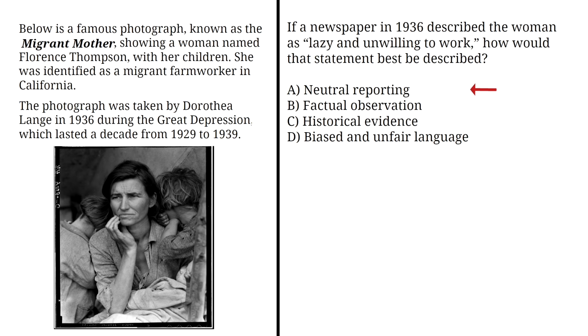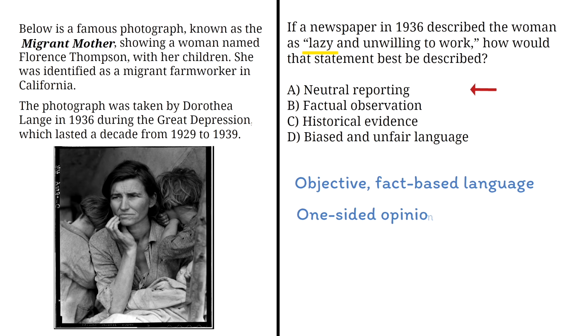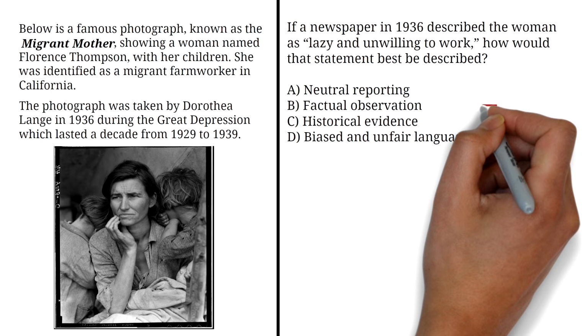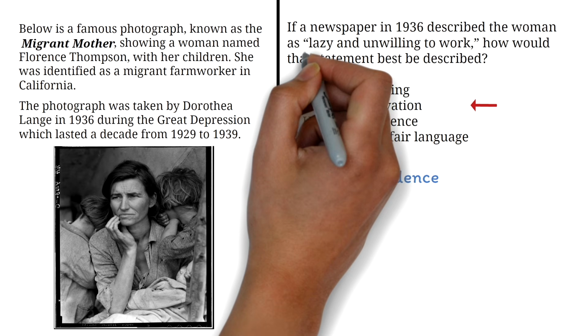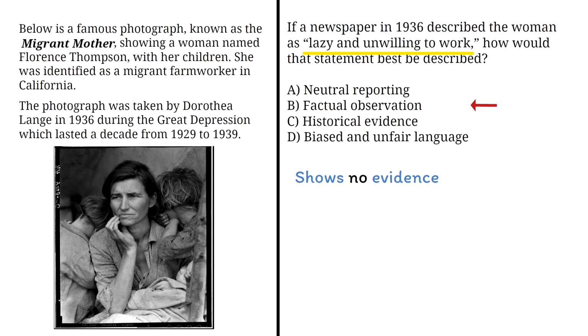Option A says, neutral reporting. That's not correct. Neutral reporting uses objective, fact-based language. However, calling someone lazy is not neutral. It's a one-sided opinion that shows bias. Option B says, factual observation. That's incorrect. The photo shows no evidence she was lazy and unwilling to work. A fact would be something you can clearly see, like the woman looks worried, or she is with her children. There is no fact showing the description from the newspaper.